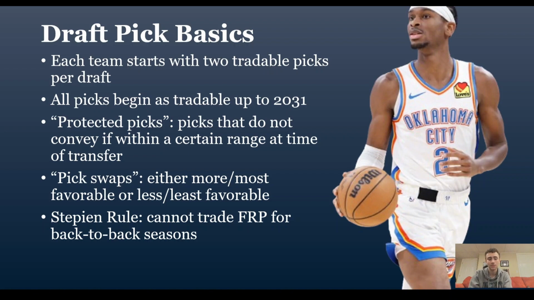The Stepien rule, additionally, is another rule that's very important when considering trading, and that is that you cannot trade first-round picks in back-to-back seasons. Stepien was an owner for the Cavs and is infamous, and is the reason that this rule was created, because he kept trading first-round picks, and now teams are not allowed to follow in his footsteps.